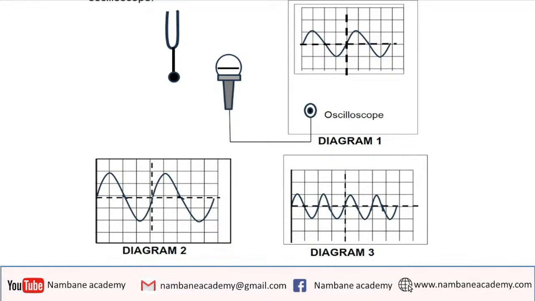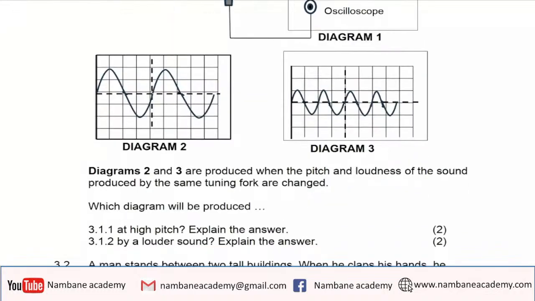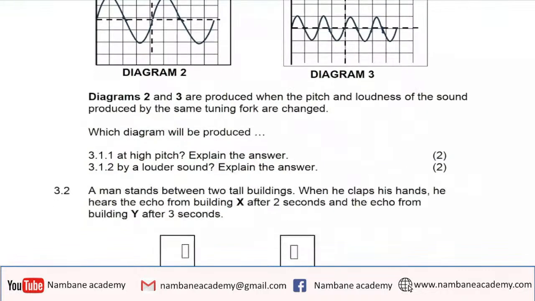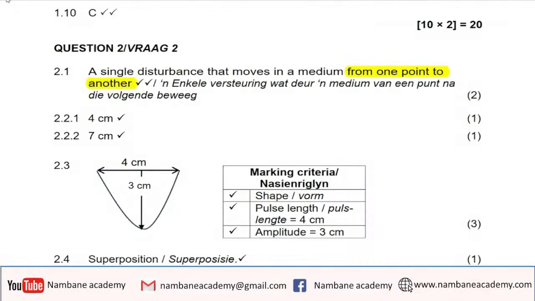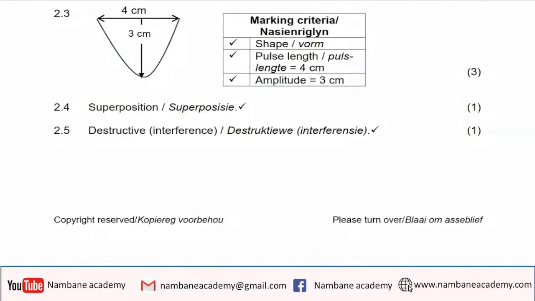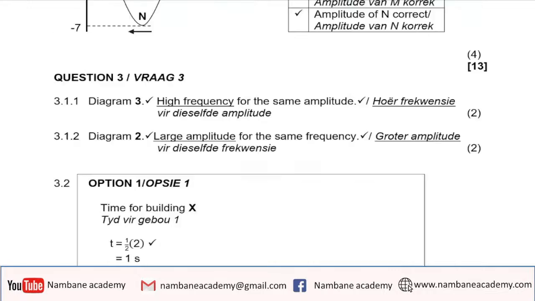So having those diagrams, diagram 1 is produced by that tuning fork there. And then it continues to say, diagram 2 and 3 are produced when the pitch and loudness of the sound produced by the same tuning fork are changed. Which diagram will be produced at a higher pitch, and you have to explain your answer. This is quite a valuable question that can also be used for grade 12 when dealing with the Doppler effect. So for that question, according to the memo, the answer is diagram 3.